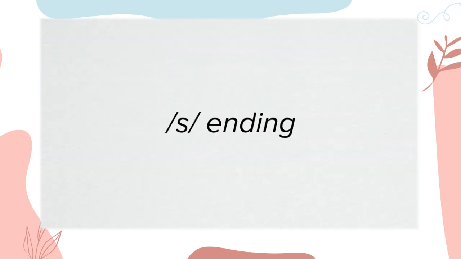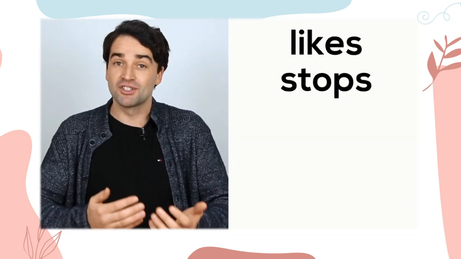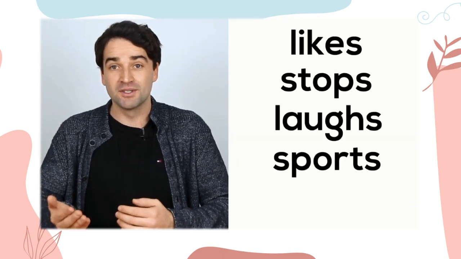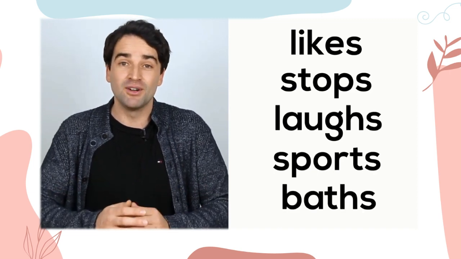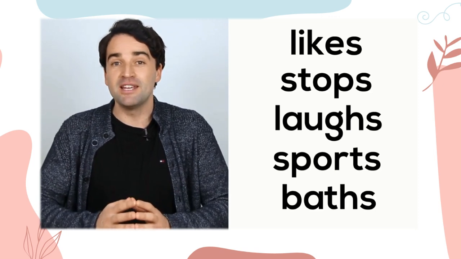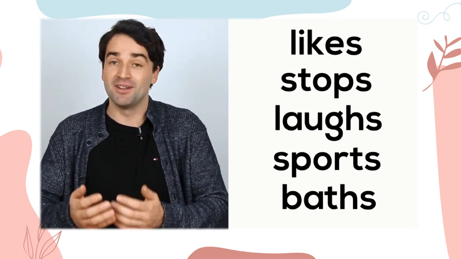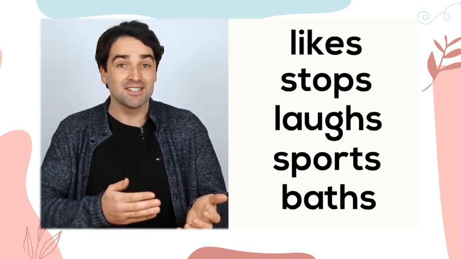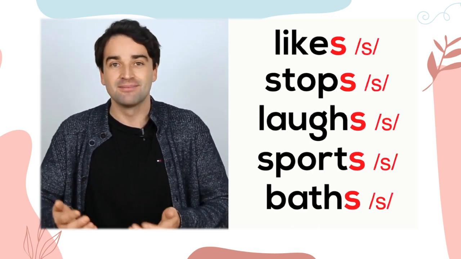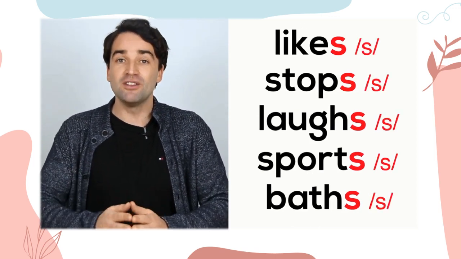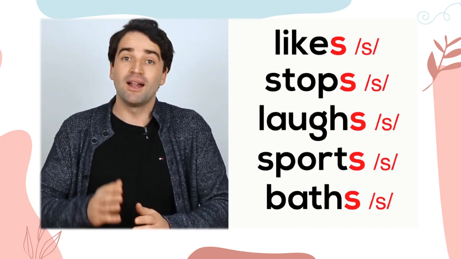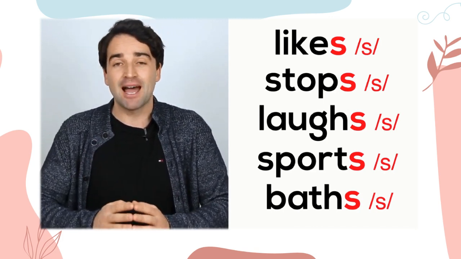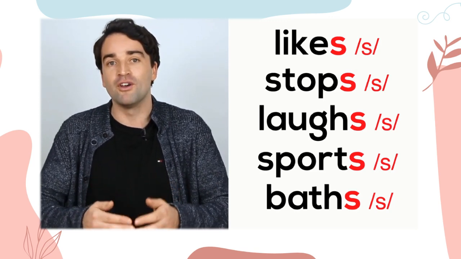Let's start with the S ending sound. For example, likes, stops, laughs, sports, and baths. Did you hear the S sound at the end of these words? Yeah, these ones are pretty easy because the spelling and pronunciation match. The letter S is pronounced as S. That's easy. But how do we know when to use the S sound? Is there a rule? Well, firstly, we have to look at the sound that comes right before the S.